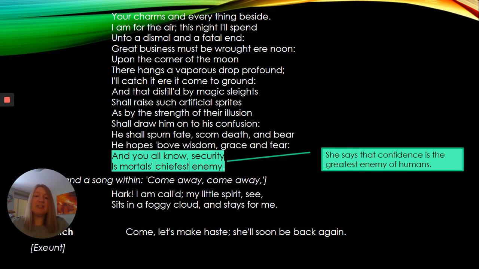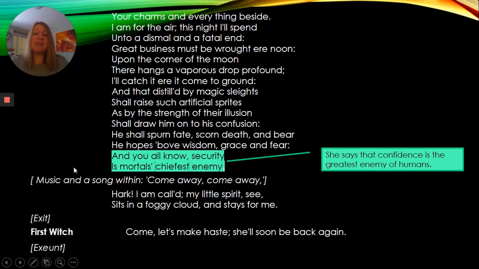And she finishes with this, that confidence or security is the word that she uses. This false sense of security is the greatest enemy of mankind, and we definitely see that playing out. If you notice in the stage directions, there is music and a song, and maybe they dance a little bit and off they go, and that's it. That's the end of the scene.